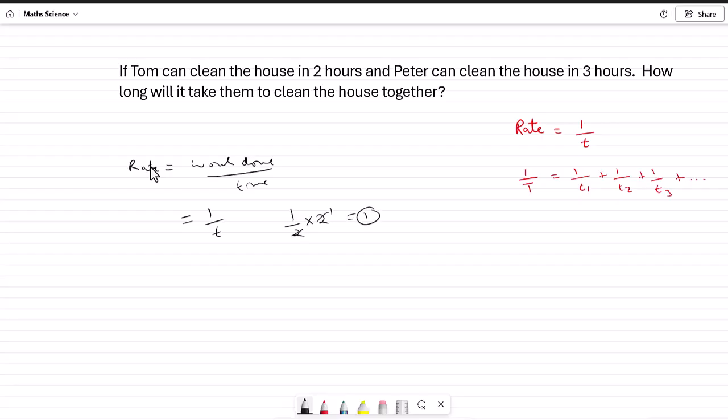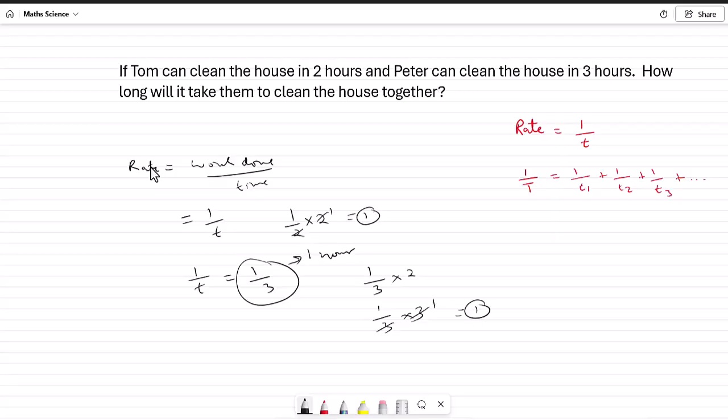Similarly, for Peter, the rate would be 1 divided by t equals 1 divided by 3. So that's how much he can clean in 1 hour. So 1 by 3, this is how much he can clean in 1 hour. In 2 hours, he can clean 2 by 3 of the house. And in 3 hours, he can clean 3 times 1 by 3, which means 3 times 1 over 3 equals 1. So in 3 hours, he can clean the whole house.